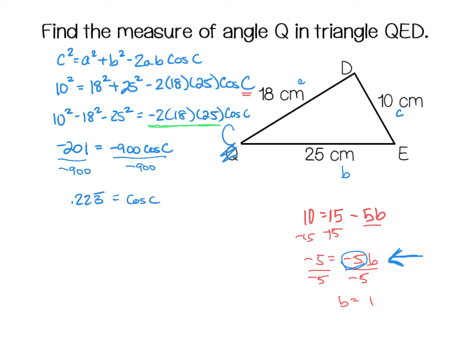Okay, now keep in mind, because we're solving for an angle, I'm going to hit second cosine, and then I'm going to press second answer, so it pulls in that decimal for me, and I get that C is equal to 77.1 degrees. That's 77.1 degrees.